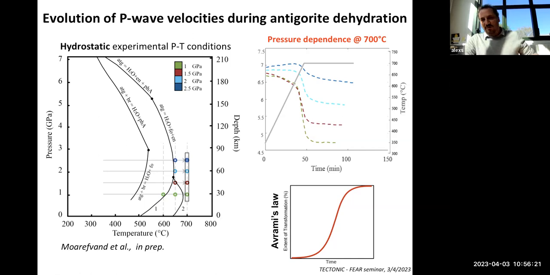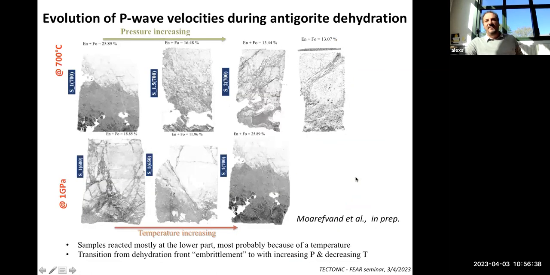Okay, so the thing is, dehydration is linked to a drop in P wave velocity. That's an information, even at high pressure, I want to say. So that's an information in itself. And we have the VP seems to be related to a certain extent to the amount of reaction. So we can try to see if that's true when looking at the sample.